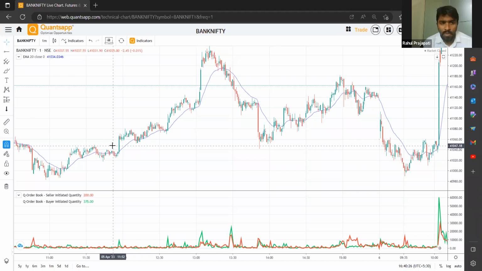And in the simplest way, you can plot a moving average, Super Trend, or any indicator that will support your trade. This order book data will help you with any of the indicators which have a trending move. That's the only thing. So you can simply use it and do scalping.